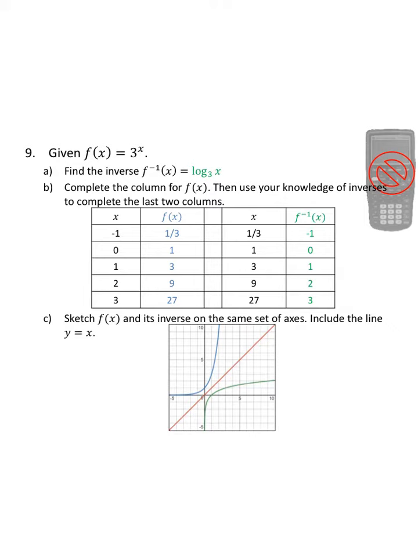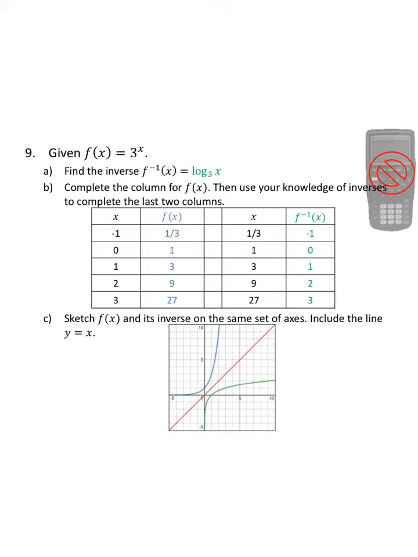So let's start with number 9 here. Given f of x equals 3 to the x, I want to find the inverse function. Well, first thing we know is that logarithms were defined to be the inverse of an exponential function of the same base. We knew that exponential functions were 1 to 1. We knew that we could find the inverse. We run into problems when we try to find it algebraically, and so someone, in their wisdom, defined logarithms to take care of that for us. So anytime you see an exponential function, f of x equals 3 to the x, guaranteed the inverse is log base 3 of x.